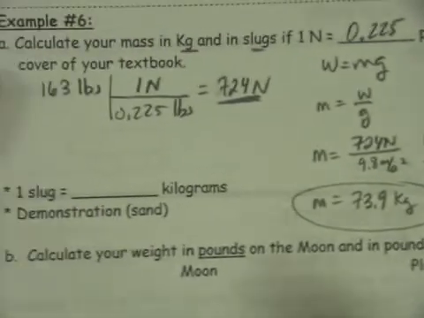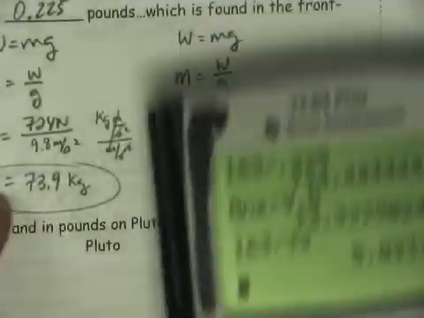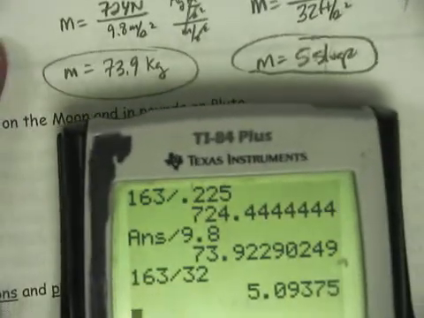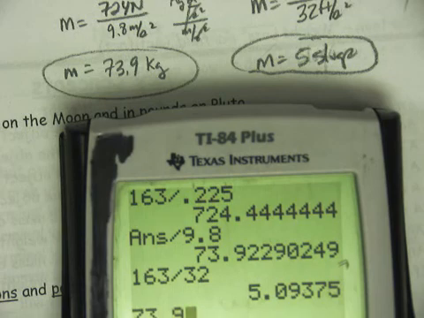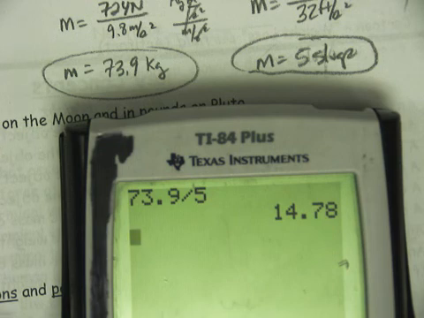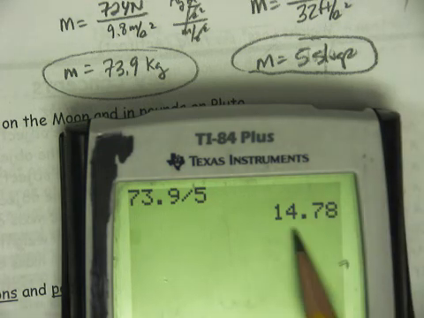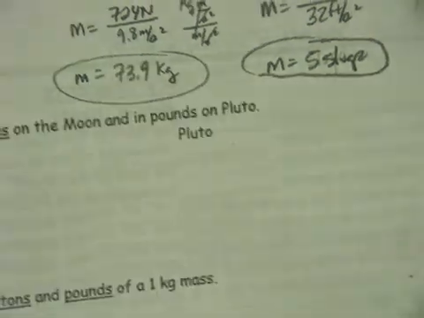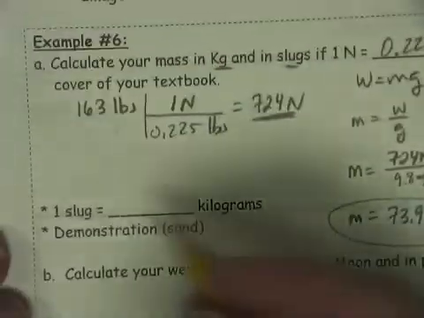And now that we did that, I'll tell you what the conversion is between these two guys. So actually, you can figure it out. It's pretty kind of cool. So if you just take 73.9 and you divide it by 5, that'll give you the conversion. So it's about 17.59. I'm sorry, 14.59.